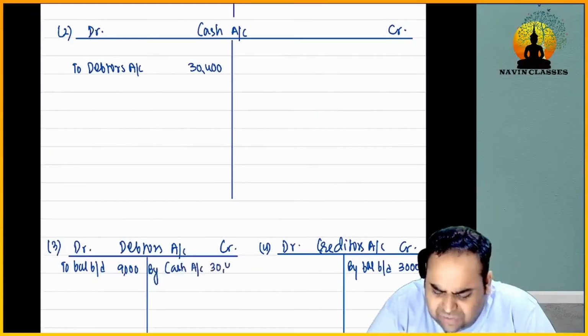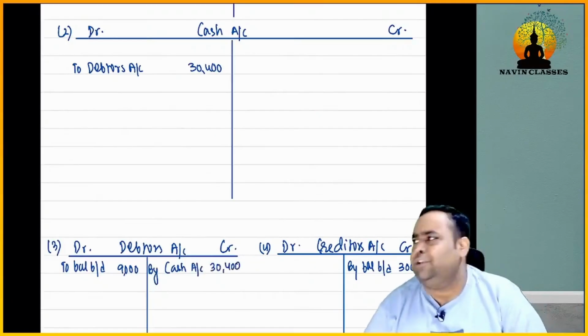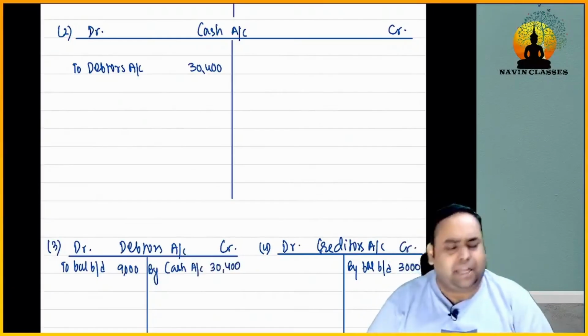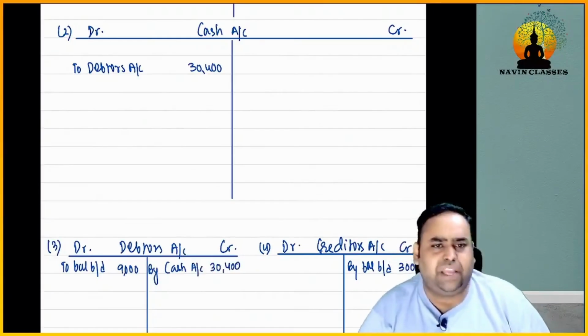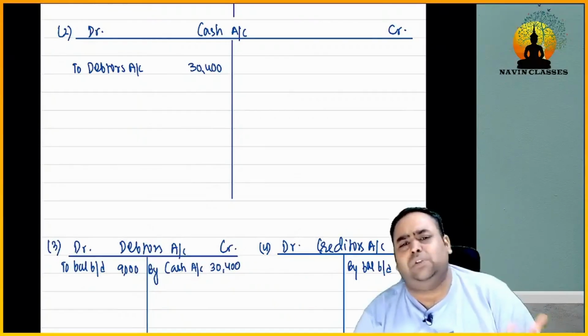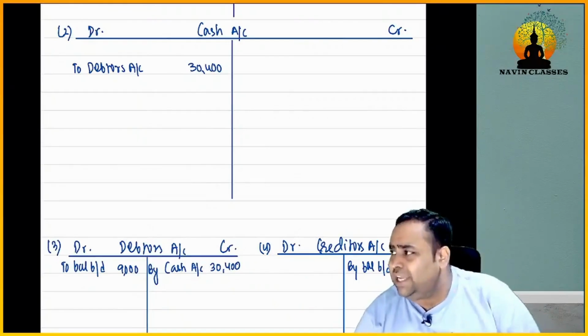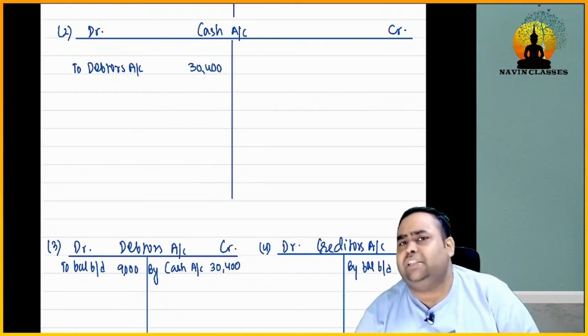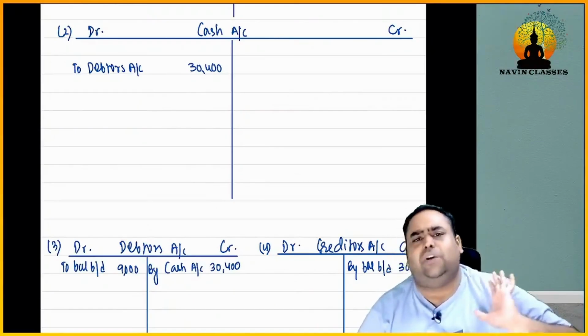The collection from debtors doesn't appear anywhere in final accounts, so it won't be added separately to the final accounts. That's it. Sales as well as the closing balances also go into the final accounts. The collection doesn't appear directly in the final accounts, so we don't have to do anything with the collection in it.